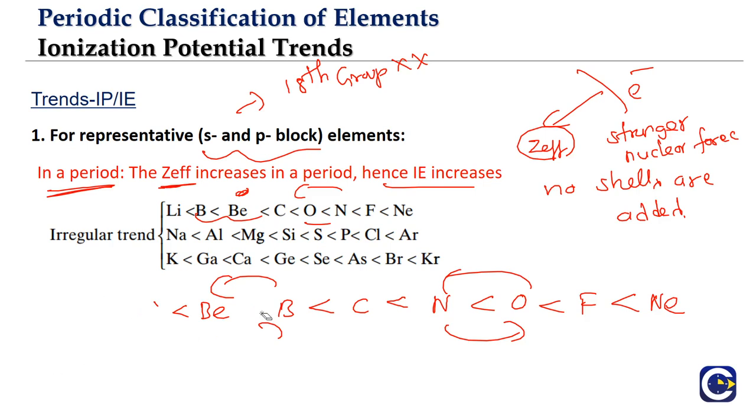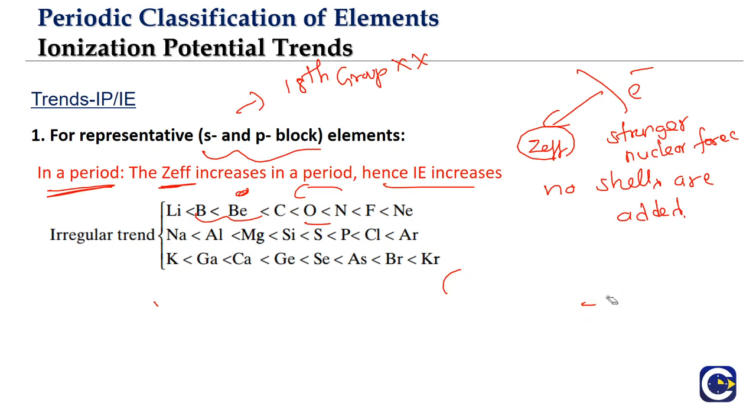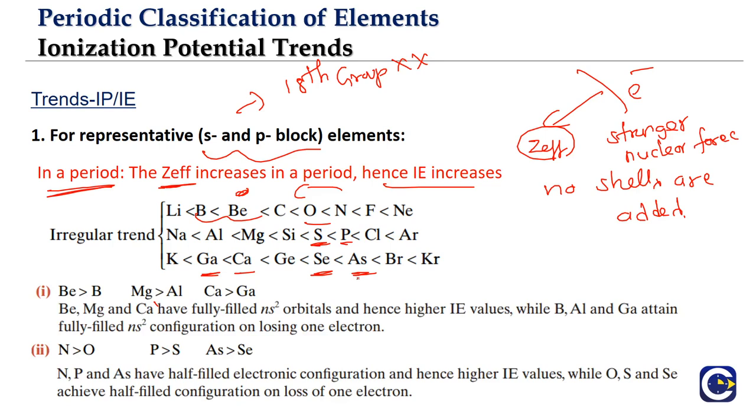Now the same thing is going to repeat. What will we be able to see in the case of the third period? What is the observation? Aluminum less than magnesium. Similarly, sulfur is less than phosphorus. In the case of the fourth period, what do we have? Gallium will be less than calcium, and selenium will be less than arsenic.